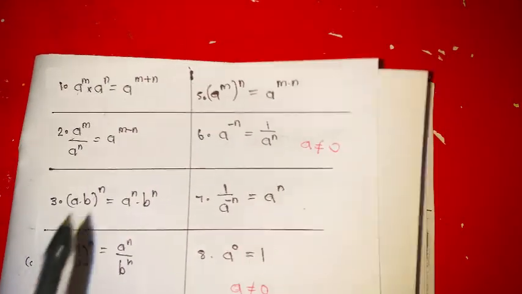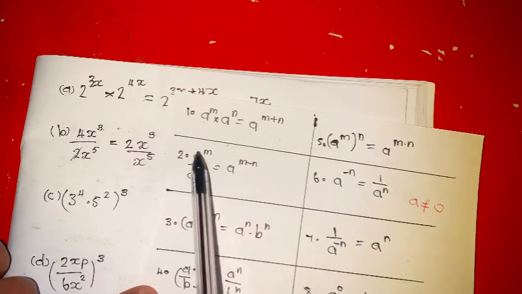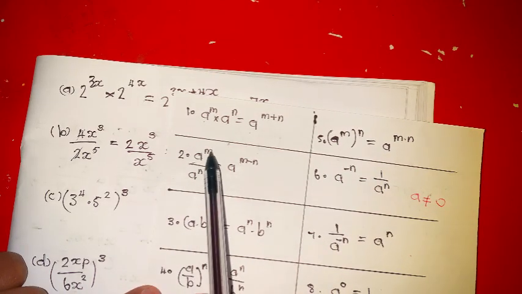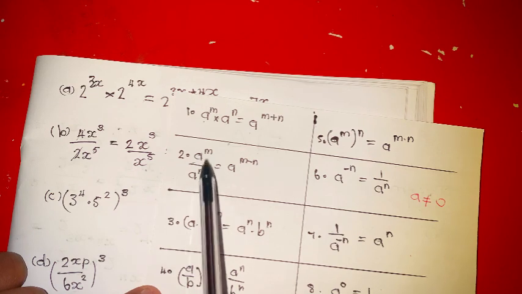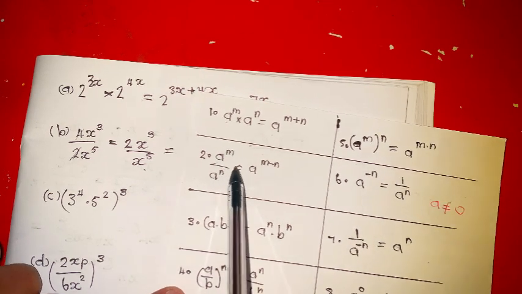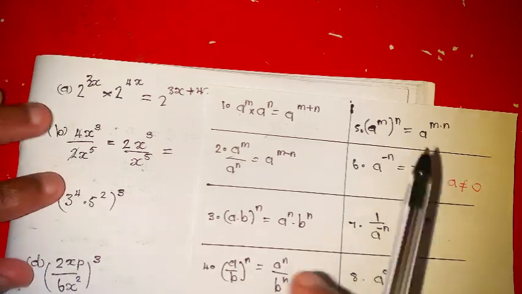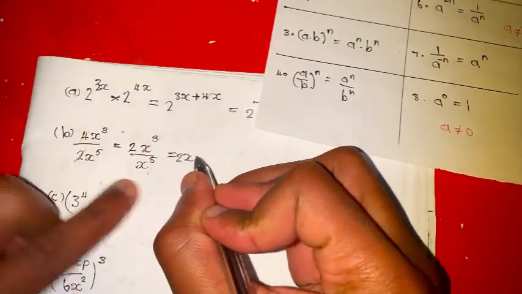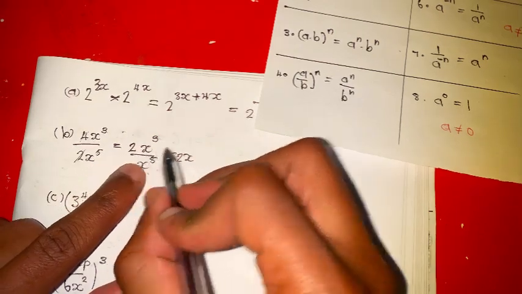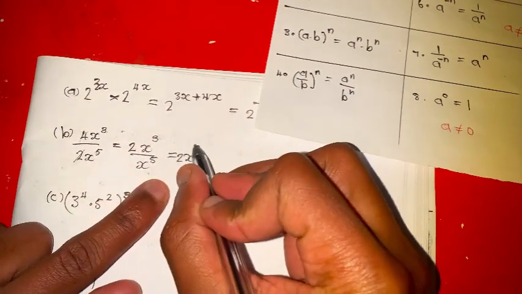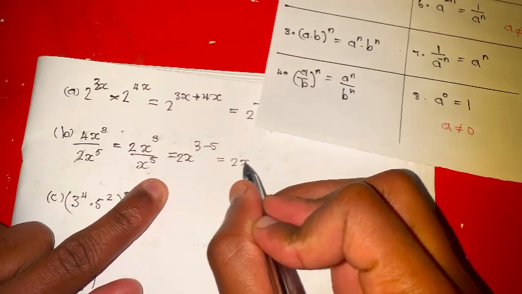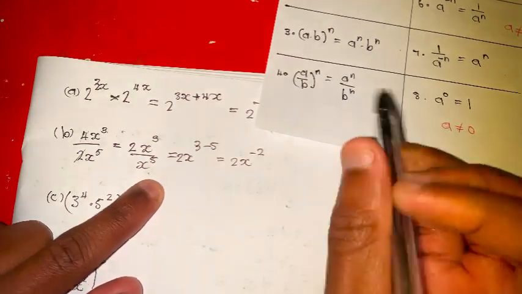Then you will look at your rules and your laws. Now, when the bases are the same and you have the exponents, you can simply subtract the exponents. So what this means is that x, remember there is a 2 in front of the x, so 2x to 3 minus 5. This will give you 2x to the negative 2.